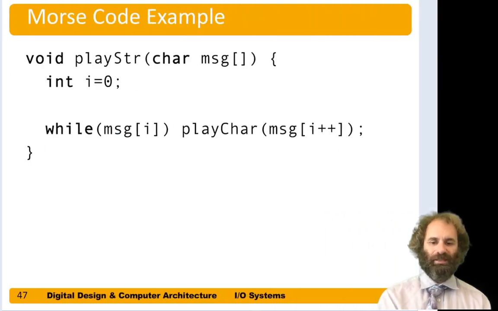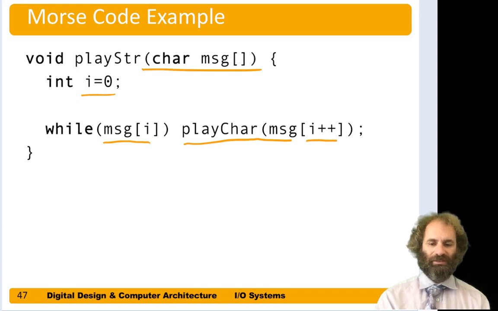If we want to play a string, we can take a string containing a message, and we'll start at character 0 of the string, and as long as we haven't reached the null termination in the string, we'll play the corresponding character of the string and then go on to the next character.